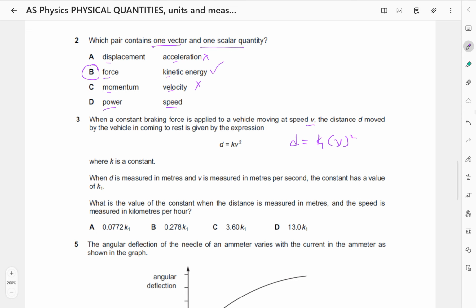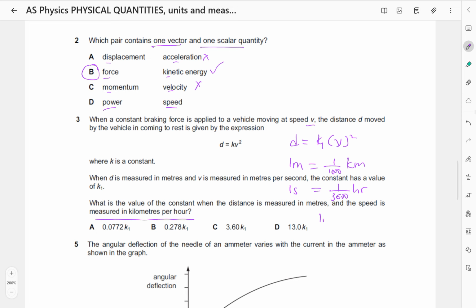What is the value of the constant when the distance is measured in meters and the speed is measured in kilometers per hour? So d is going to remain in meters, but the speed is going to be measured in kilometers per hour. So let's first convert 1 meter per second to kilometers per hour. 1 meter is of course 1 over 1000 in kilometers, and 1 second is of course 1 over 3600 in hours.